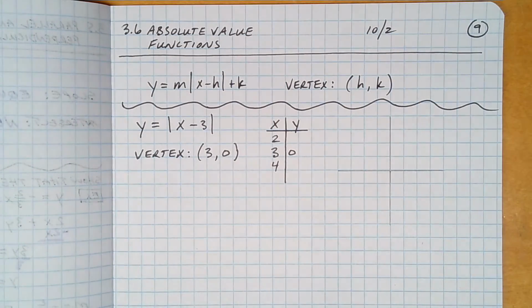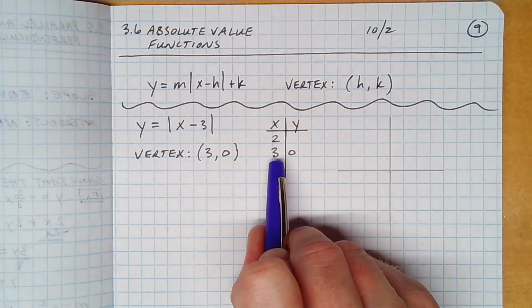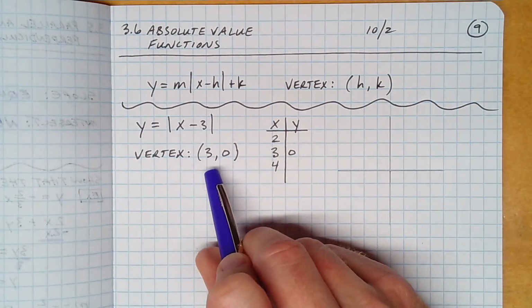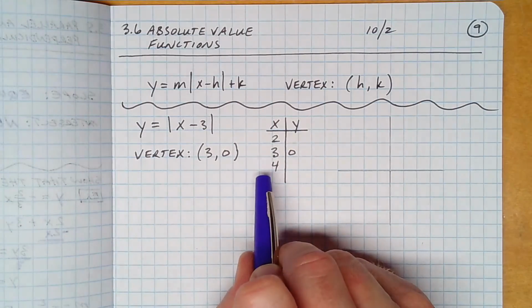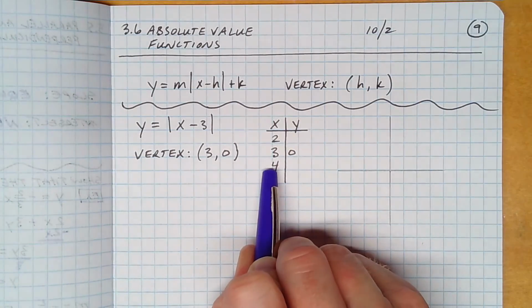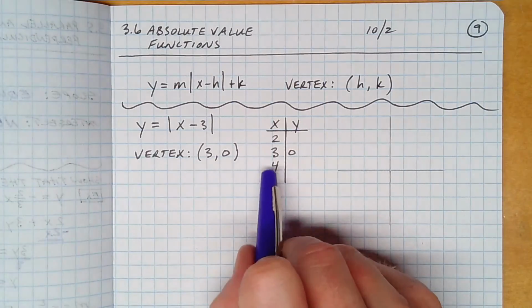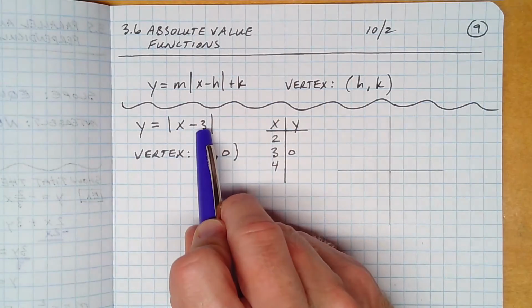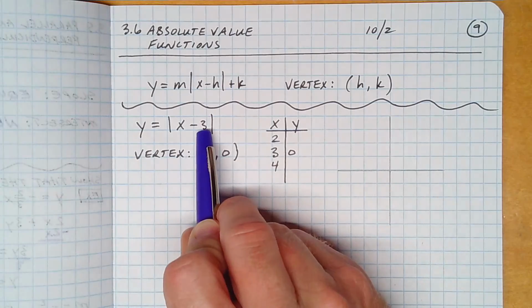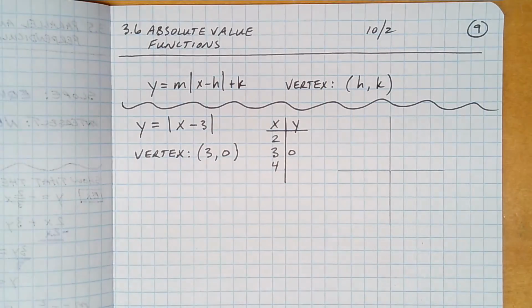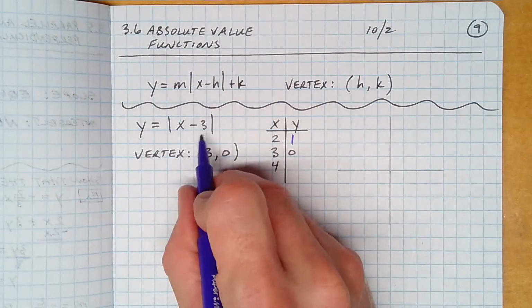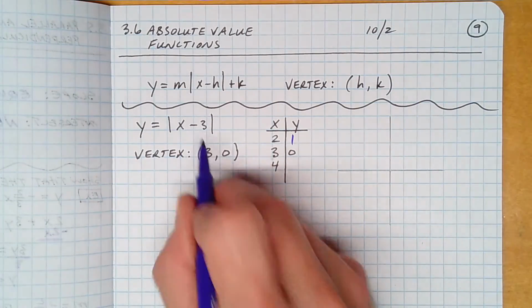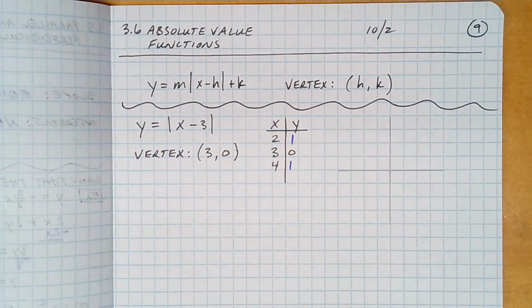All right, so now I'm going to graph this by making an XY table. And in the middle of my XY table, I'm going to put (3, 0). That is the vertex. And then for my x's, I'm going to put one number less, and one number more than the x value of the vertex. And to get y, I'm going to plug in 2 to this function. 2 minus 3 is negative 1. The absolute value of negative 1 is 1. I'm going to do the same thing with 4. 4 minus 3 is 1. Absolute value of 1 is also 1.